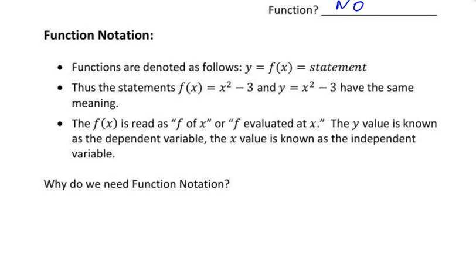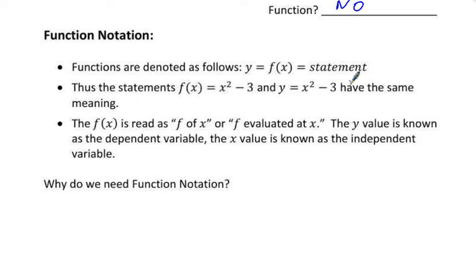Taking a look at function notation now. Functions are denoted as f of x equals. The f of x is how we say that takes the place of the y. So f of x equals x squared minus 3 would be the same thing as y equals x squared minus 3. F of x is read that way.